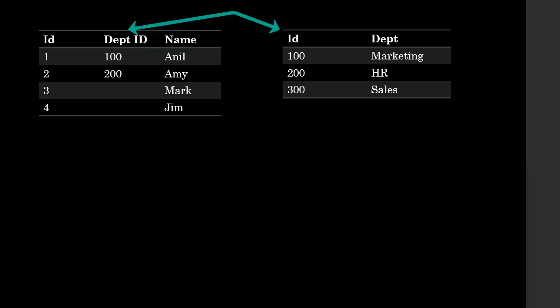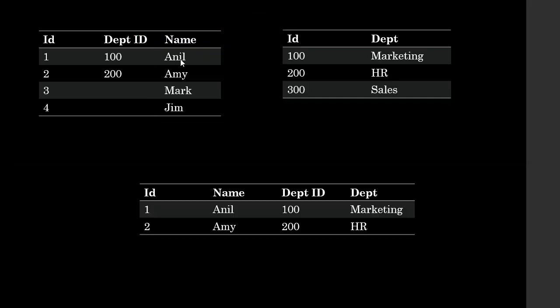In that scenario, your result set will look like this. You got Anil, department ID is 100 and marketing, and similarly Amy 200 and department is HR. Since Mark and Jim don't have any department ID assigned to them, they won't appear in this result set.